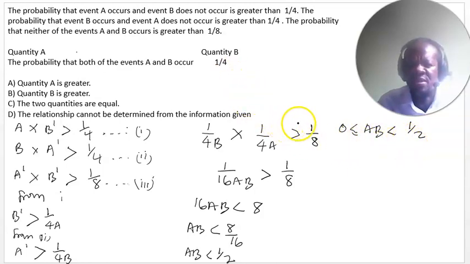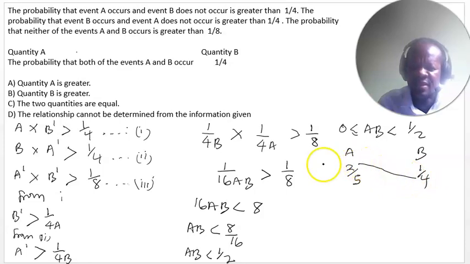So let us now use any of the values we have within this range and compare to quantity B. One value we can pick from the range is 2 over 5. So let's compare that to 1 over 4. Comparing two fractions, to make things very easy, you just do something like this. 4 times 2, 8. 5 times 1, 5. The one that has the greater number is the greater of the two fractions. So A in this case is greater.